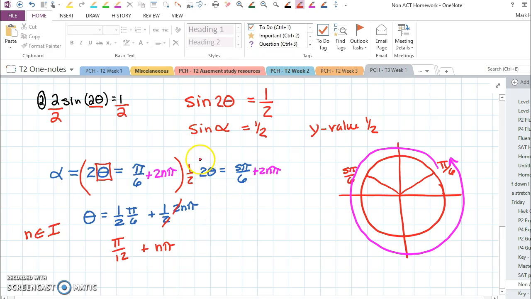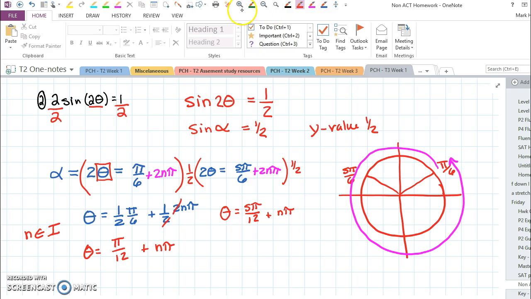And for the second half, we'll multiply by 1/2, and we will get theta equals 5 pi over 12 plus n pi. What you see here are the general solutions. The other thing we've been asked for is the least positive angle. So the smallest positive angle would be pi over 2. That's the least positive angle.